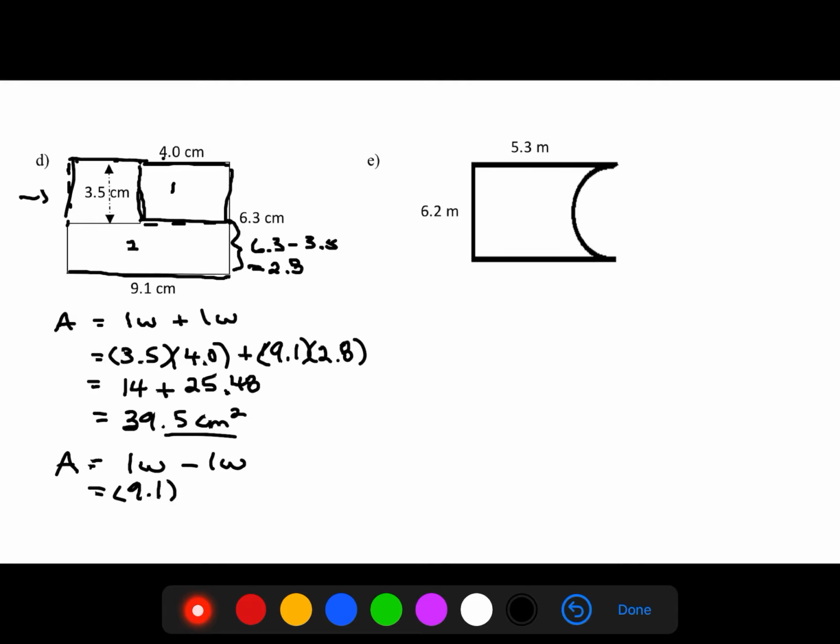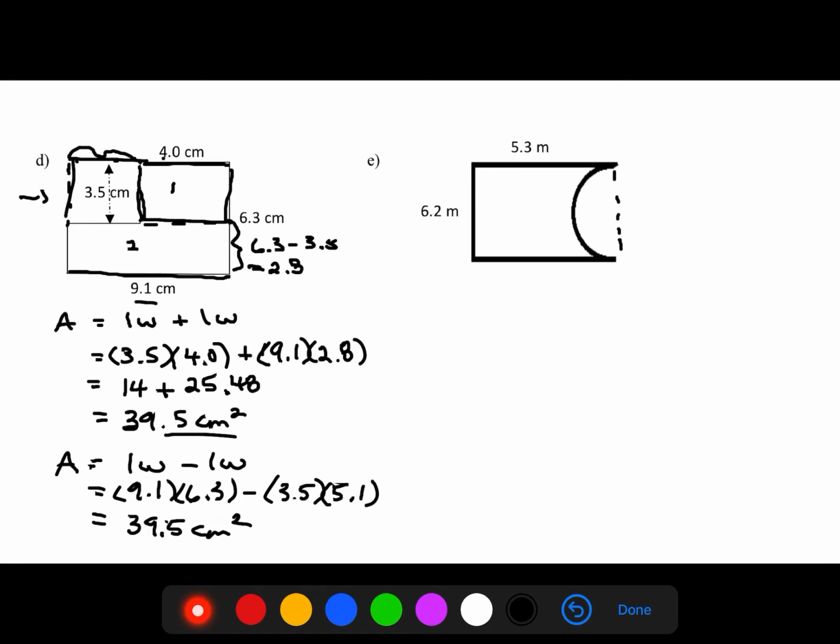We can do that, and just to demonstrate, we would have our 9.1 times the whole thing of 6.3, the big rectangle, then taking away the chunk that's missing, our measurements are 3.5 times 5.1, which is this section in here, are 9.1 minus 4. And when we do that, we get exactly the same answer. So it doesn't matter which way is easier for you, you're going to get the same answer.